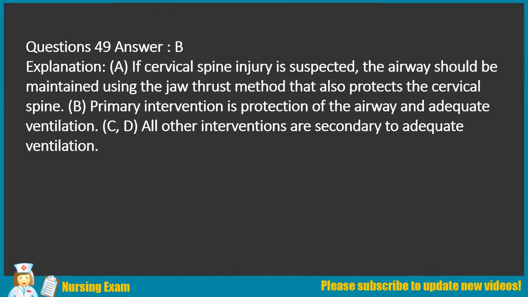Question 49 Answer: B. Explanation: A. If cervical spine injury is suspected, the airway should be maintained using the jaw thrust method that also protects the cervical spine. B. Primary intervention is protection of the airway and adequate ventilation. C, D. All other interventions are secondary to adequate ventilation.